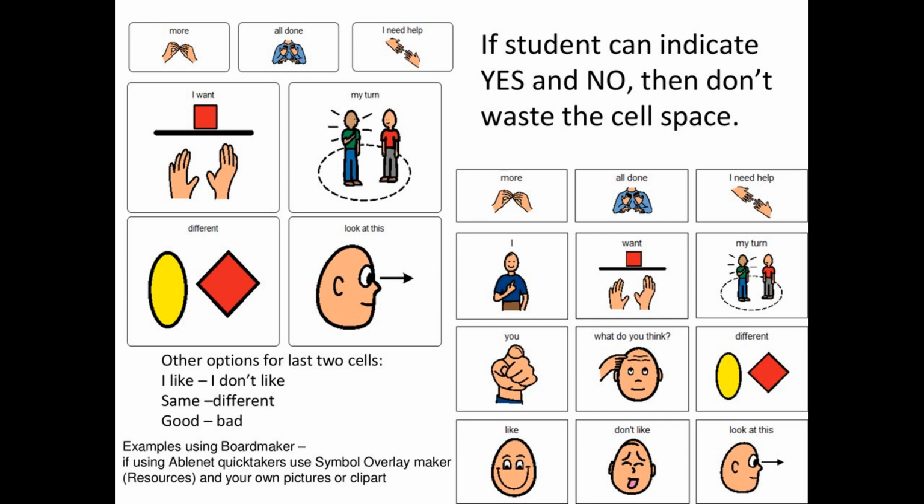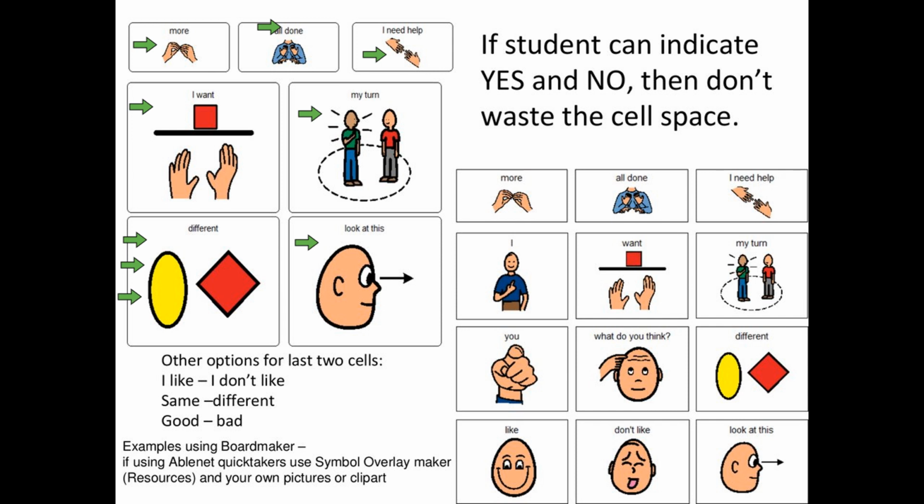So here's an example of the I want, my turn, we have more, all done, I need help. For this student, the look at this was one of those pre-programmed messages that gained attention, that was really important with them. And this is one of my favorite words, so I'm putting 3 arrows right here.